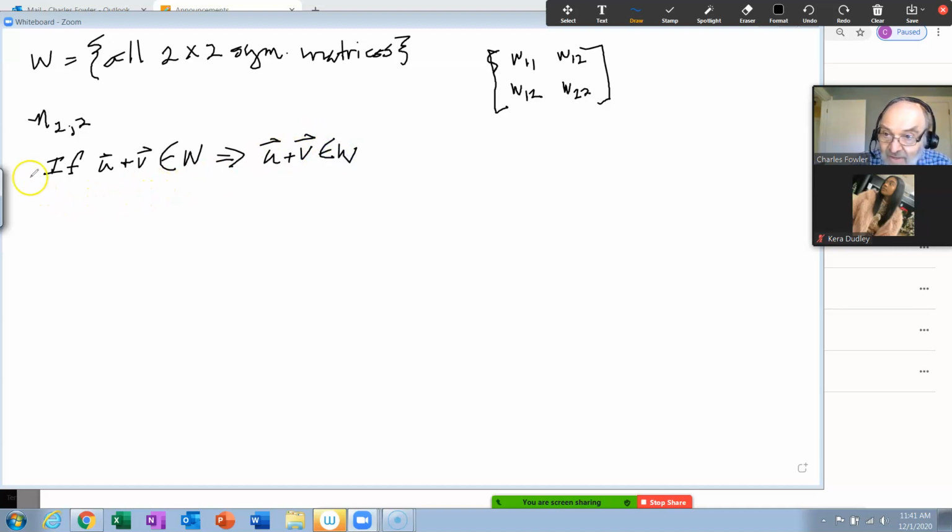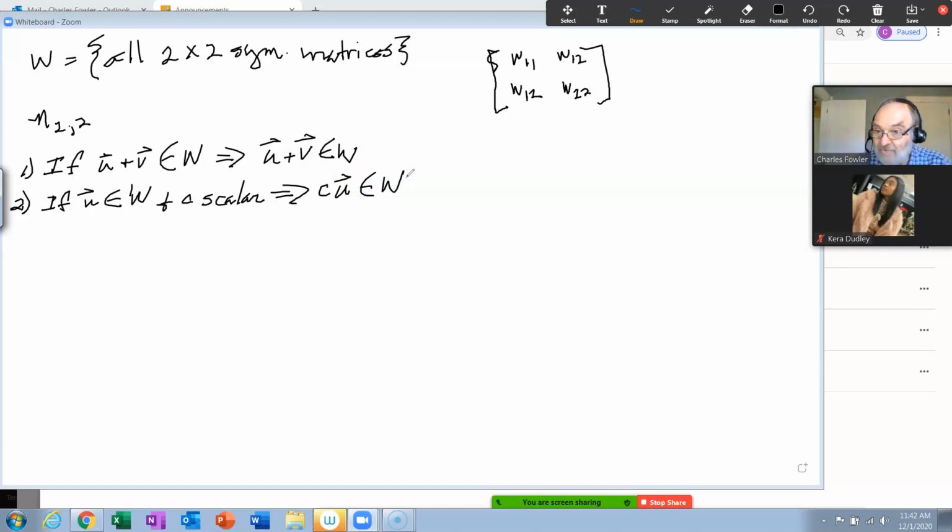Okay? And the second of these, if U is in W, and C is a scalar, then CU is in W of that subspace W. So basically you just have to show that if the vector addition works and if scalar multiplication works, and they're contained within it, then you're in. All right.